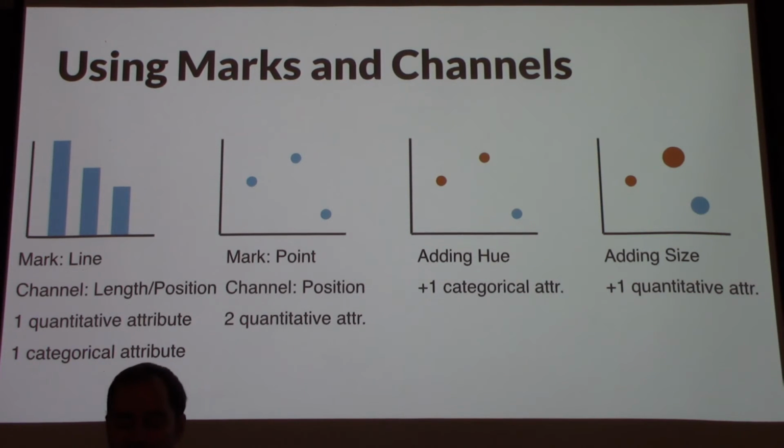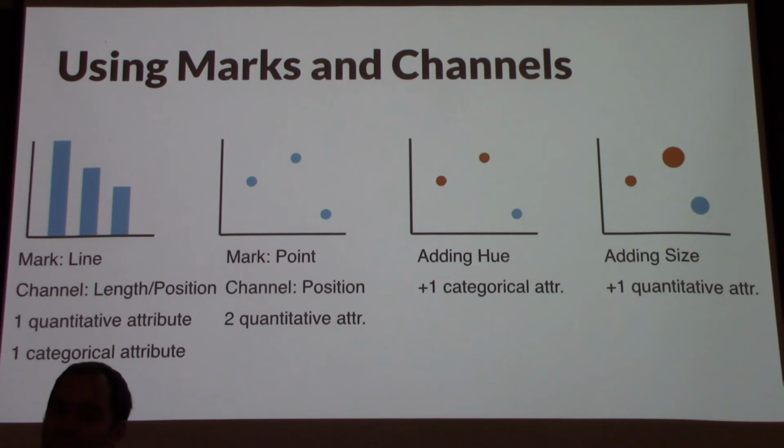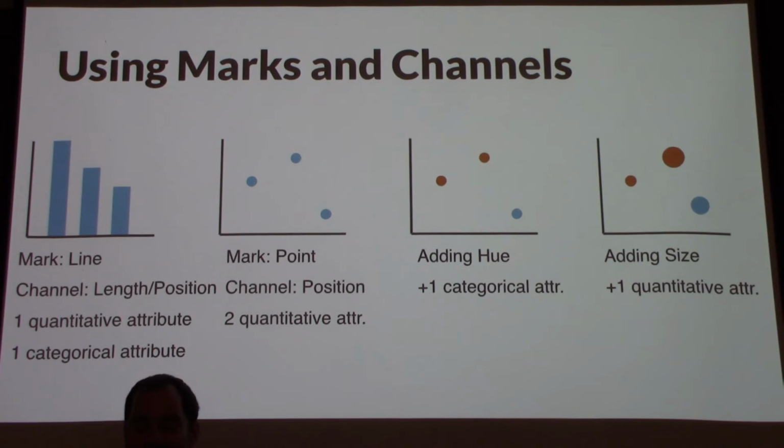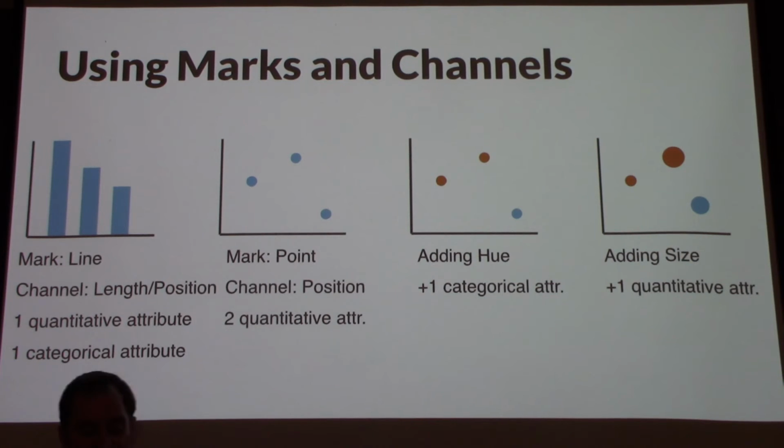In a scatterplot, we would have the mark being a point, and then we have the channel being position. And here we could show two quantitative attributes. And this is great for showing relationships between those two quantitative attributes. If we want to add an additional categorical variable, we could add hue to that. So now we clearly see those two are in one class and this one is in one class, so we have a categorical variable added to that. And if we want another quantitative attribute, we could start varying the size.